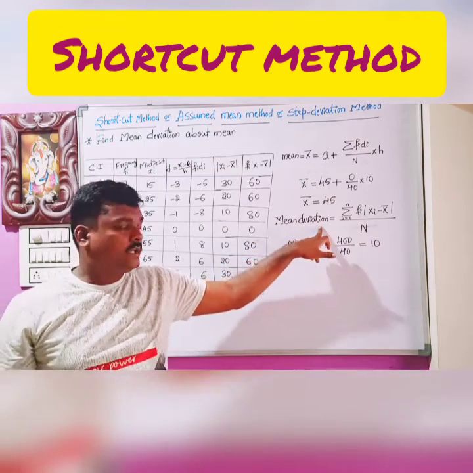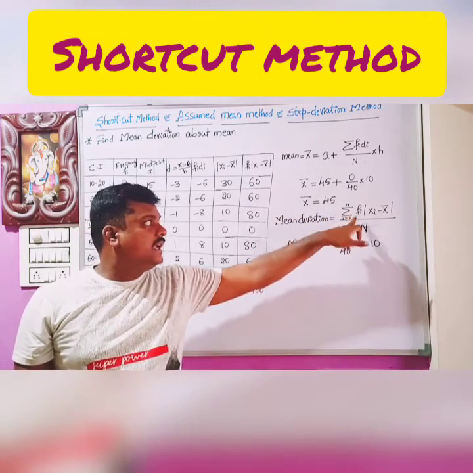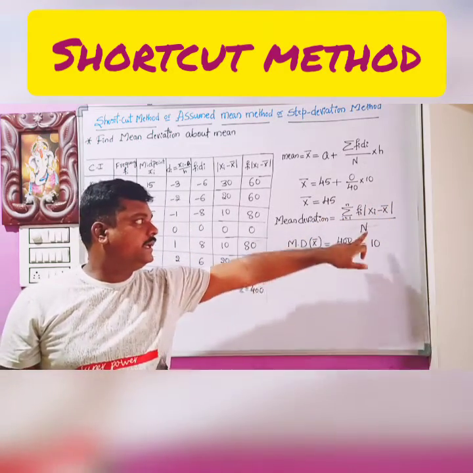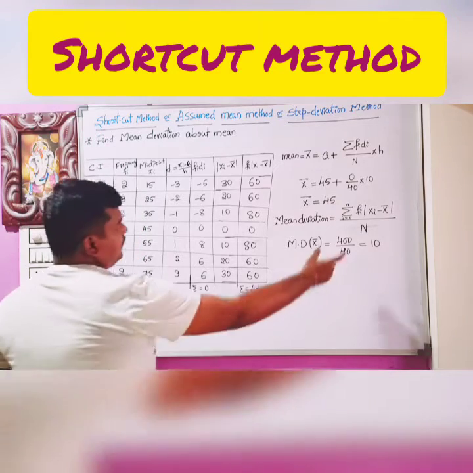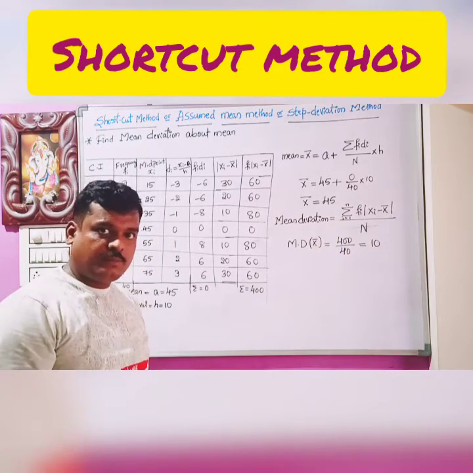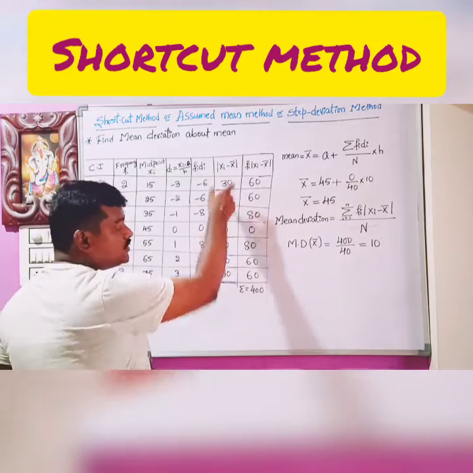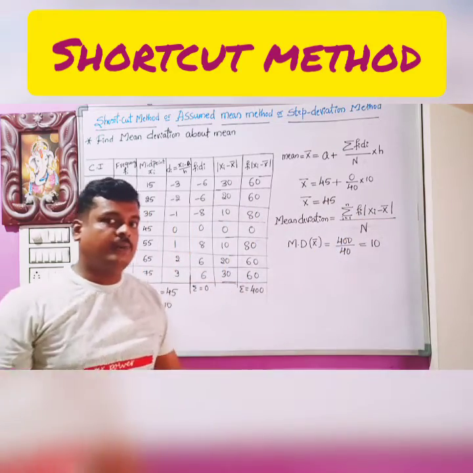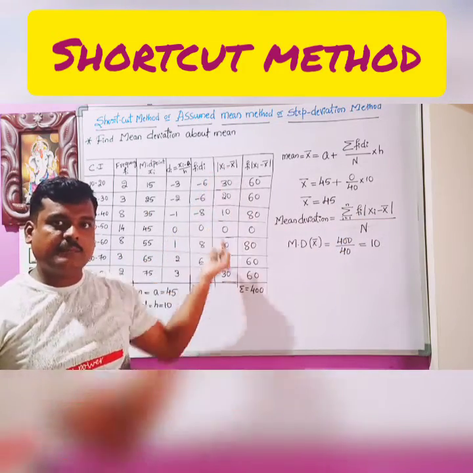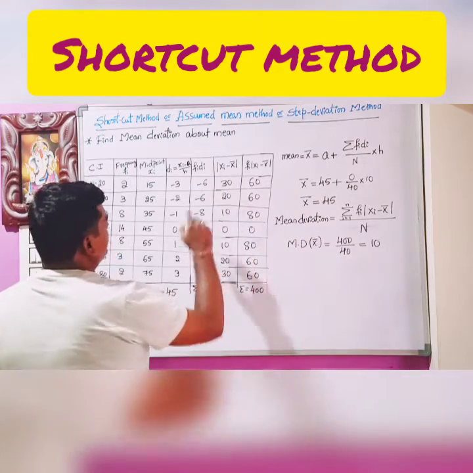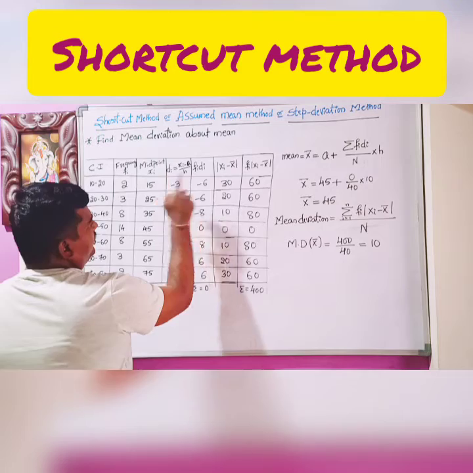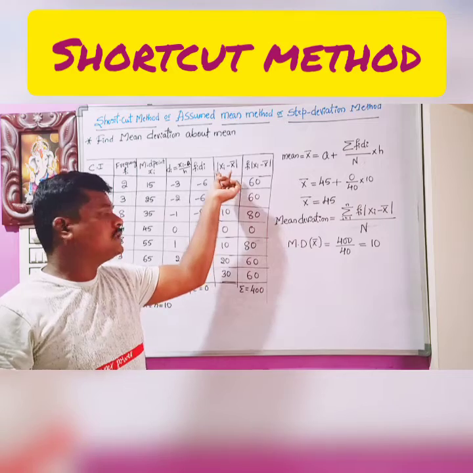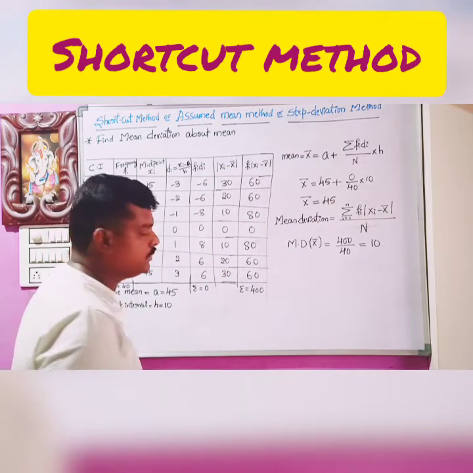Next, the mean deviation about the mean formula: summation fi mod xi minus x bar divided by n. So first we need the sum of fi into the absolute value of xi minus x bar. X bar is 45. So for xi 15, the difference is 30. 15 and 45 difference is 30. Absolute indicates that we have to keep the positive values.